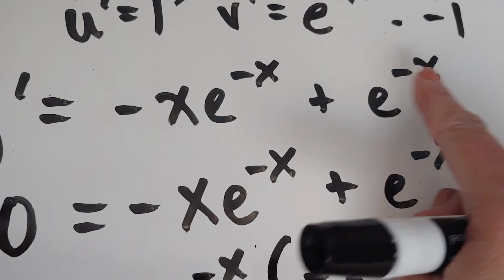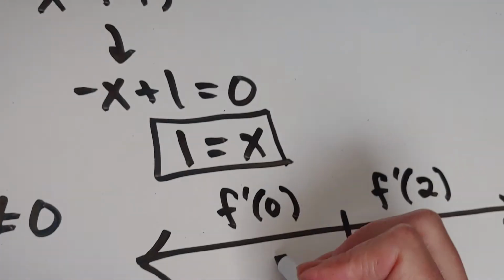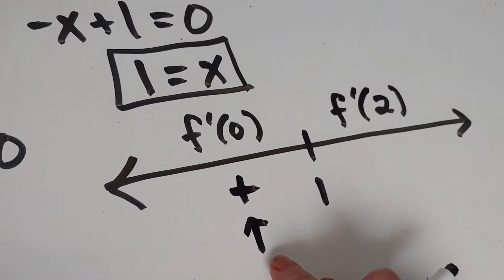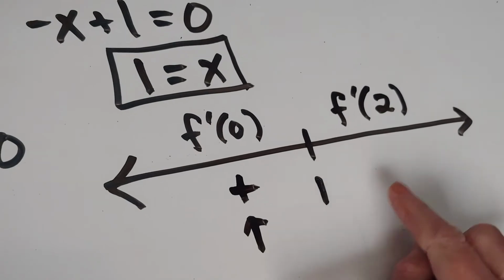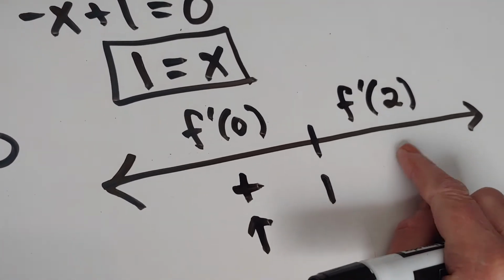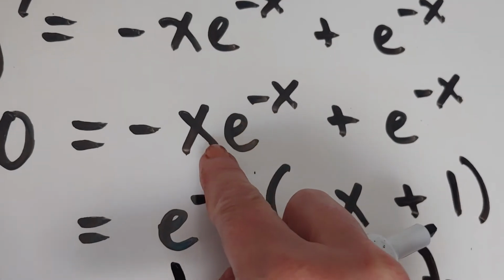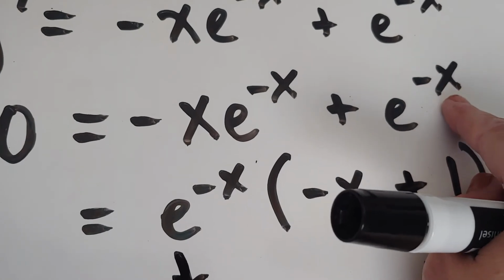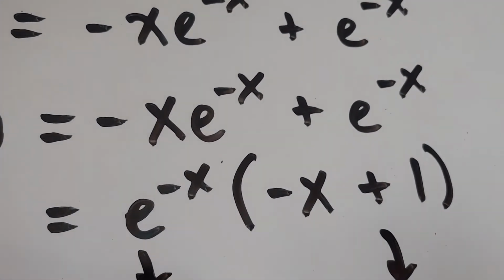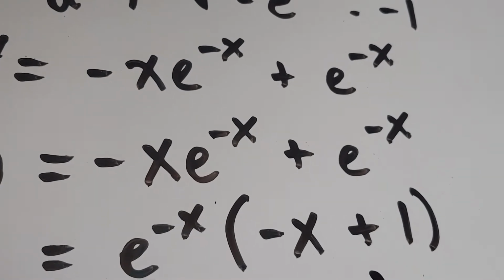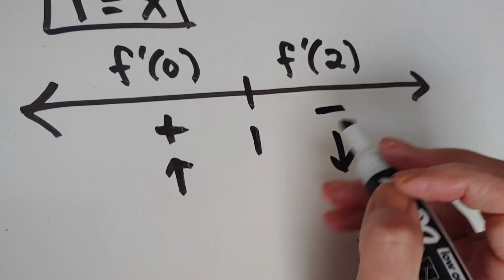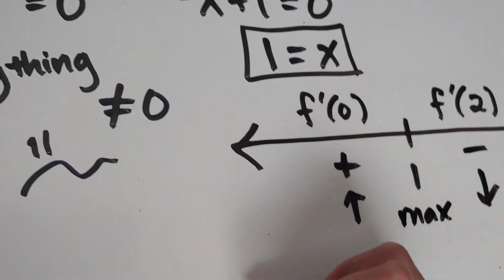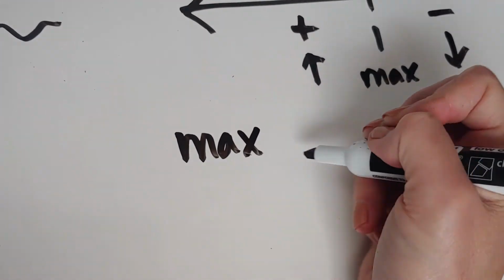E to the 0 is 1. So 0 plus 1, 1. It's positive. That means it's increasing. Well, if this is increasing, if this is going to be an extrema, then this side should be decreasing, so I'd have a max. But let's just double check. So if I plug in 2, I'd get negative 2 e to the negative 2, plus e to the negative 2, which would be a negative 1 e to the negative 2. Put it in your calculator. You're going to end up with a negative number. So it is, in fact, decreasing. So if I went up and then down, that means I have a max. So we have a max at x equals 1.